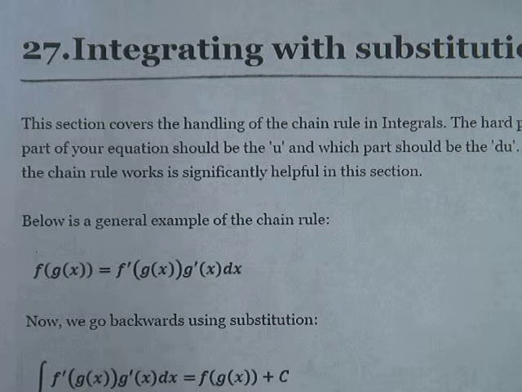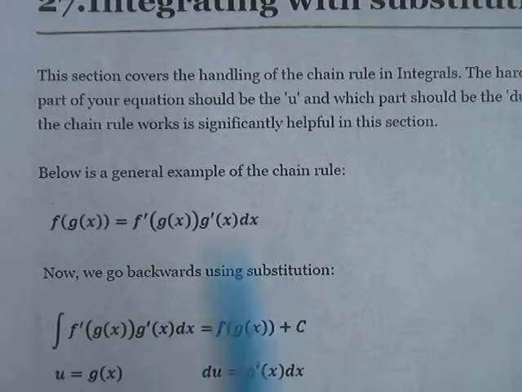Section 27, integrating with substitution. All right, this is a pretty important section. Just like the chain rule was very important in derivatives, the substitution method is super important because it's how we undo the chain rule. So they're important for like the same reason. Forwards, backwards.